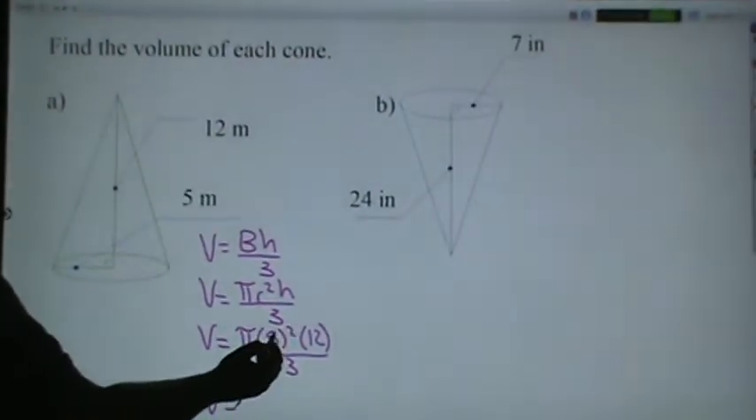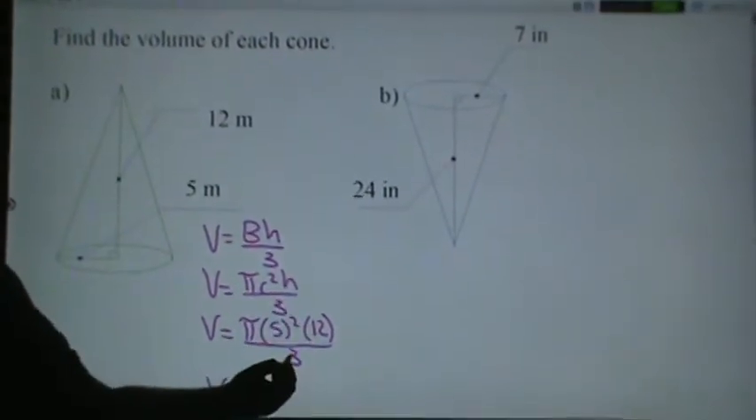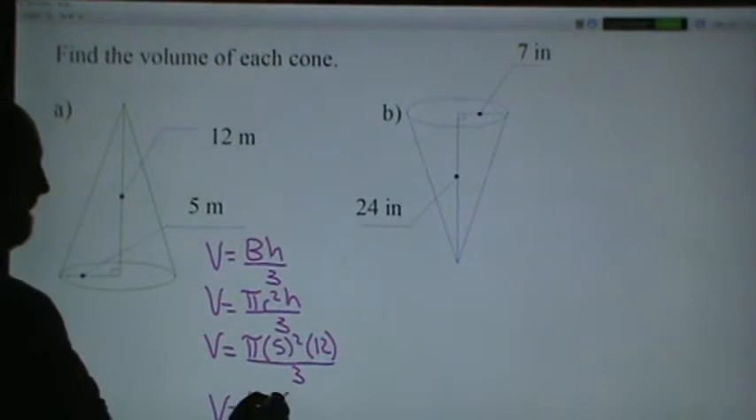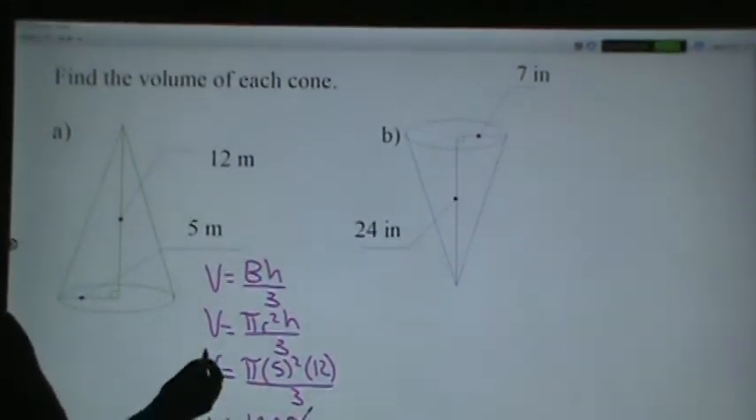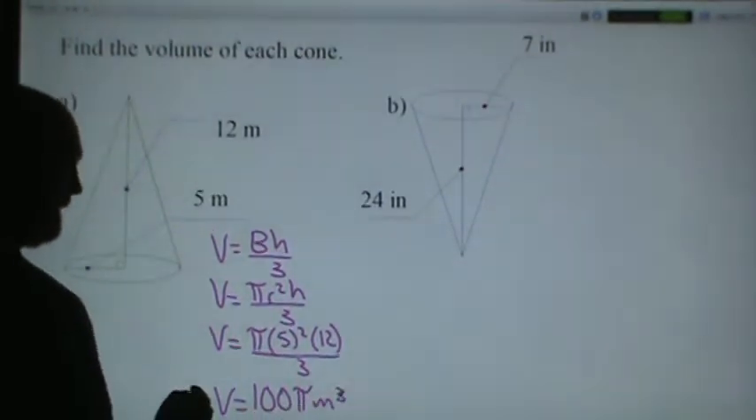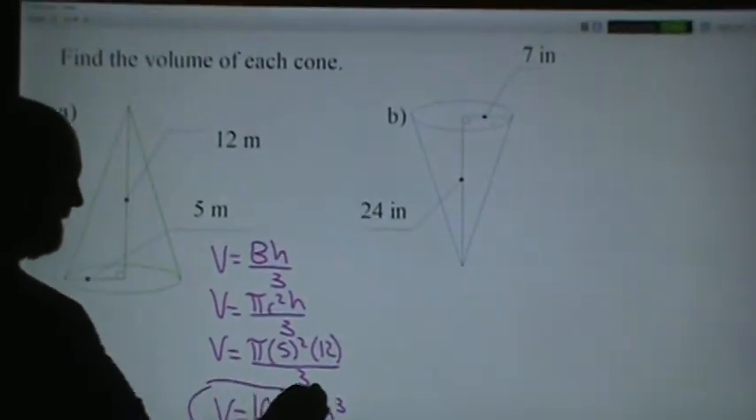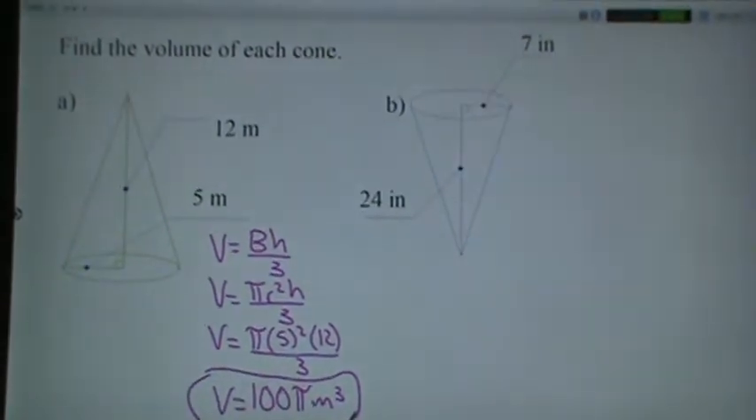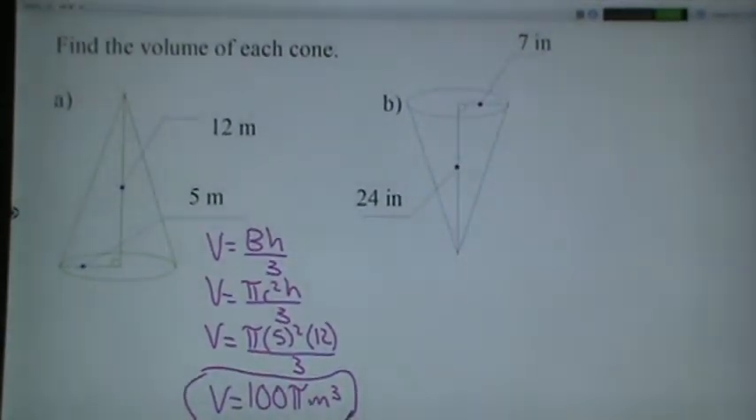5 squared is 25. 12 divided by 3 is 4. 25 times 4 is 100 pi. And since it's a volume, it's a unit cubed, so we're going to have meters cubed. If the directions don't tell you to round to the nearest tenth or hundredth or thousandth, leave everything in terms of pi. That way you're not rounding your answer.